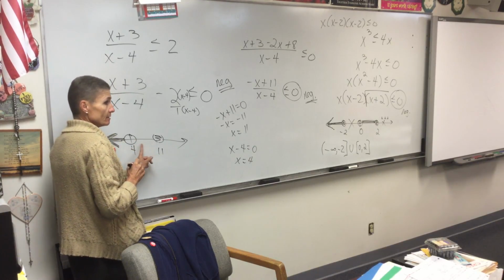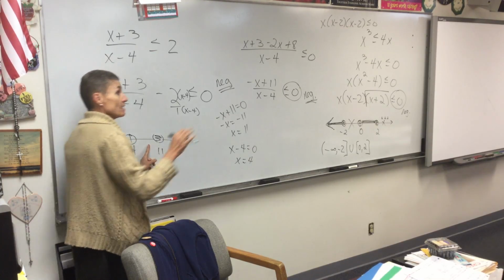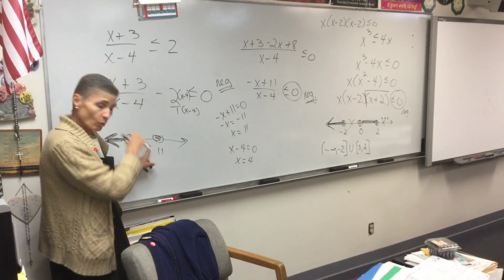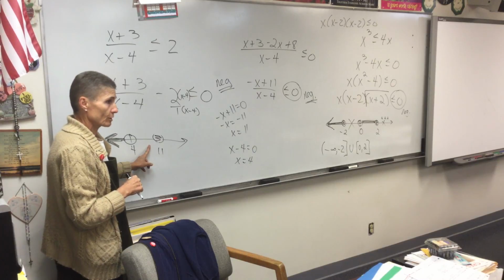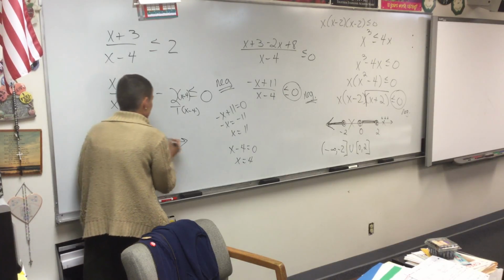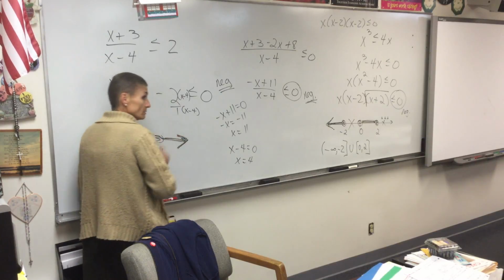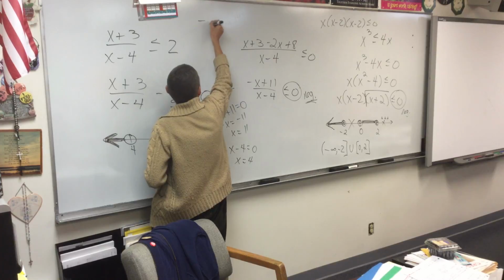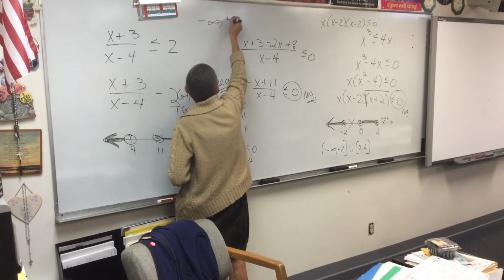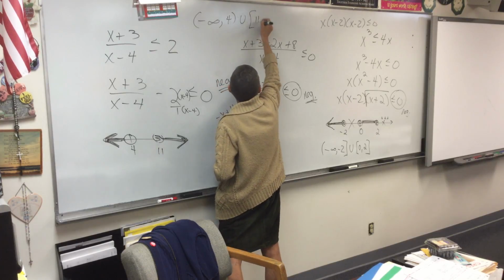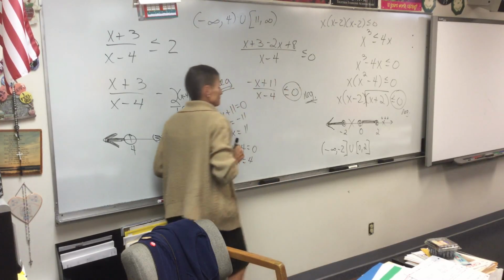This then will not. And if you don't trust me, try it. You can always try it. Go ahead, stick a number in. It won't work. If this one worked, this one didn't, this one will. And the answer to the question is everything from negative infinity to 4 in union with everything from 11 to infinity.